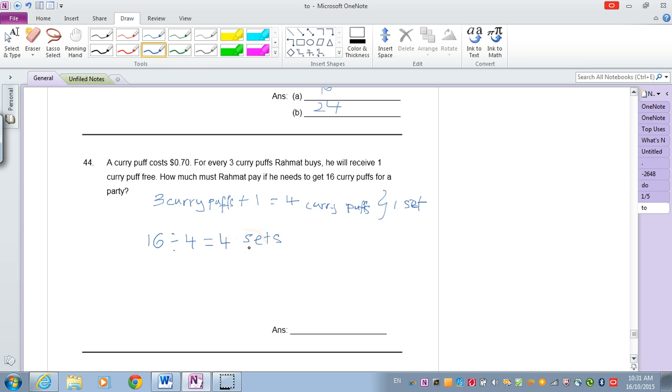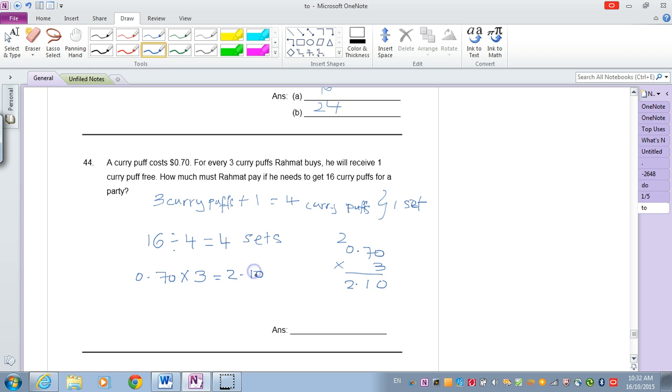Alright, but remember, for every 1 set, how much would he be paying? Each curry puff is 70 cents. So for every 1 set, you are only paying for 3 curry puff. So 0.70 times 3. 7 times 3 will give you 21. So regroup 2. And don't forget your decimal point, 2 places, you put your decimal point, $2.10. That is for 1 set.